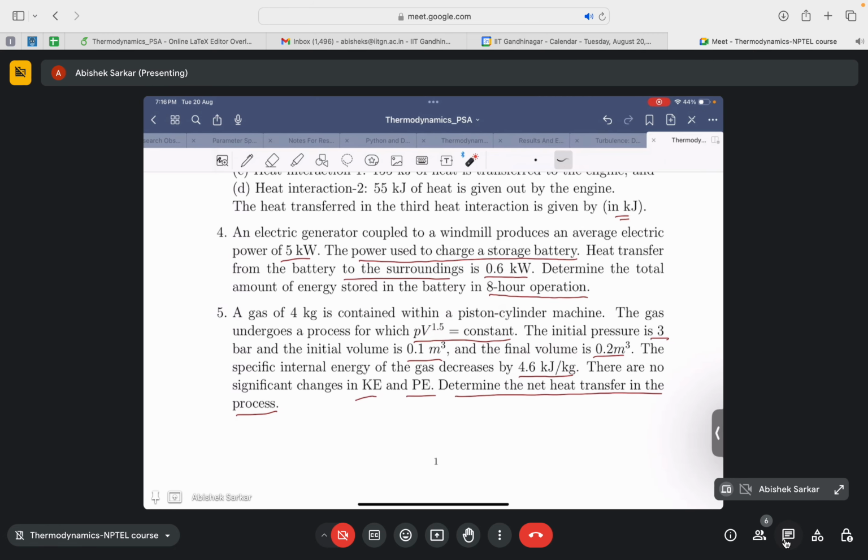Let me give you say 4 minutes for this question. Simple calculation. I also told you the steps. And moreover, see, this is the catch. It is 4 kg of gas. So you need to multiply it accordingly to find the net heat transfer, because the net internal energy change is given in terms of kilojoule per kg. So you need to multiply it by 4 to find the net change in internal energy.